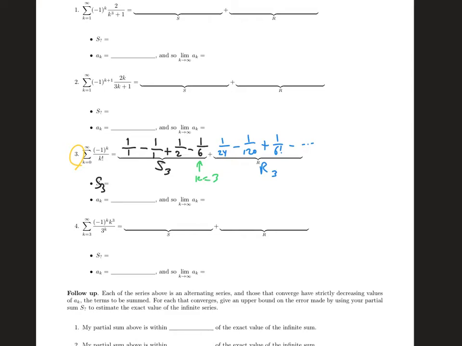So you can add up those numbers. They're not very complicated because it's 1 minus 1 plus a half minus a sixth, so that just adds up to a third. It's pretty easy to do. The formula for the a_k's here is just 1 over k factorial.